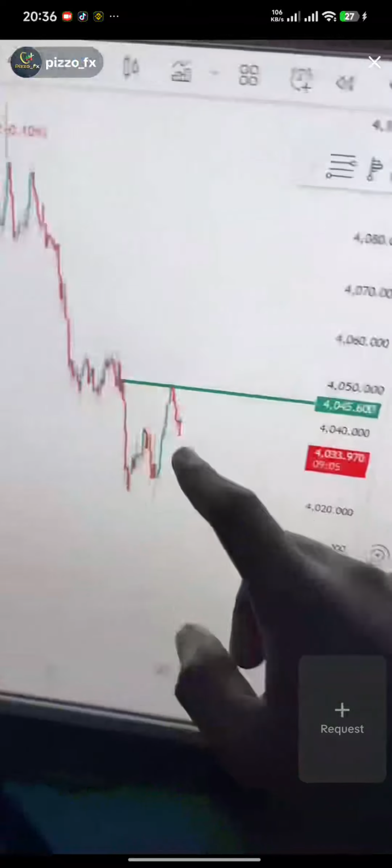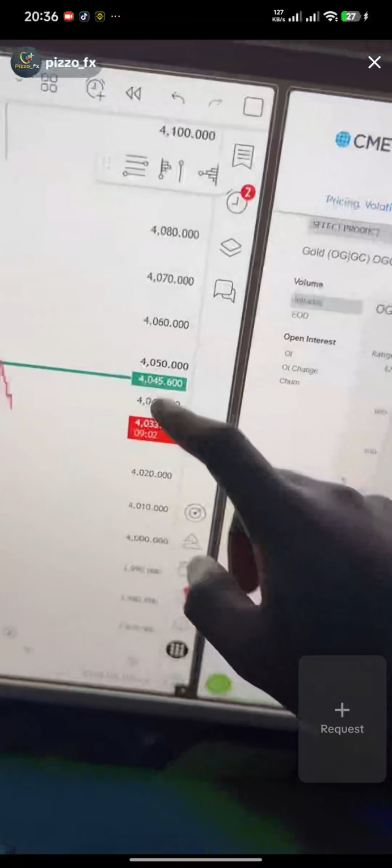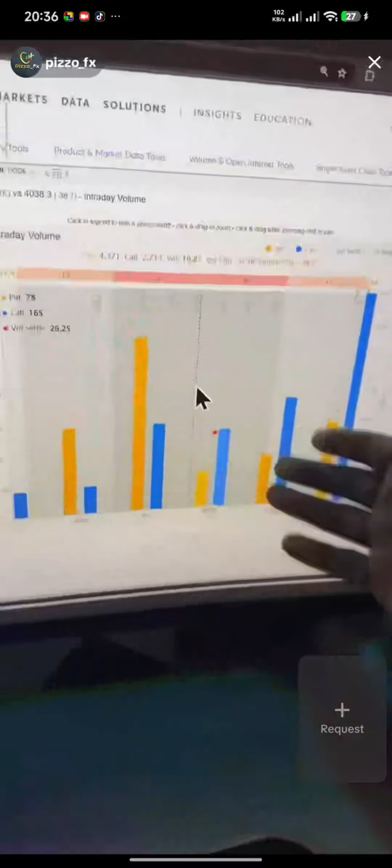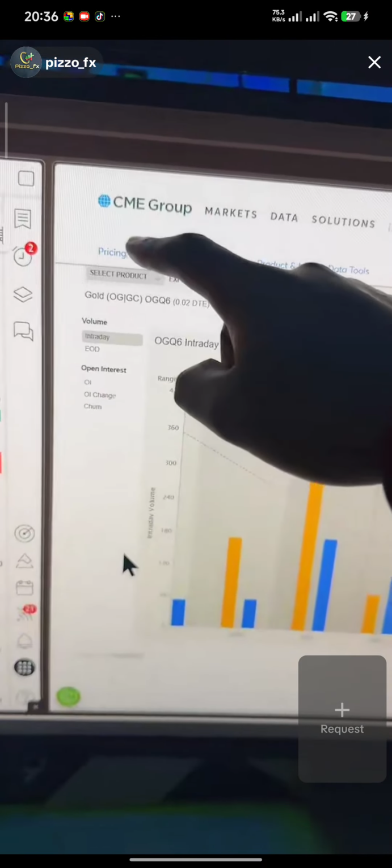So guys, nitaonyesha venye tu exactly nimepata this point 445.6 using this specific tool. I pity you guys. So naona source ni wapi? Unajua wani akina nani? Nani anajua wani akina nani? Who are these guys?